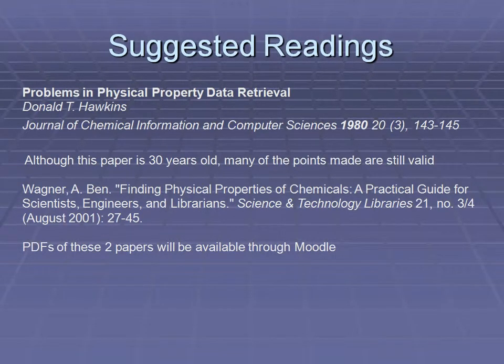Okay, here are a couple of readings that I have on my page here. Even though one of them is from 1980 and the other is from 2001, the information in there is still very valid on how to find physical properties of chemical substances.